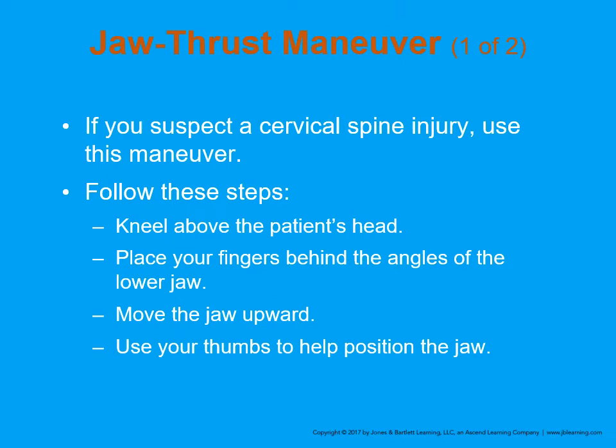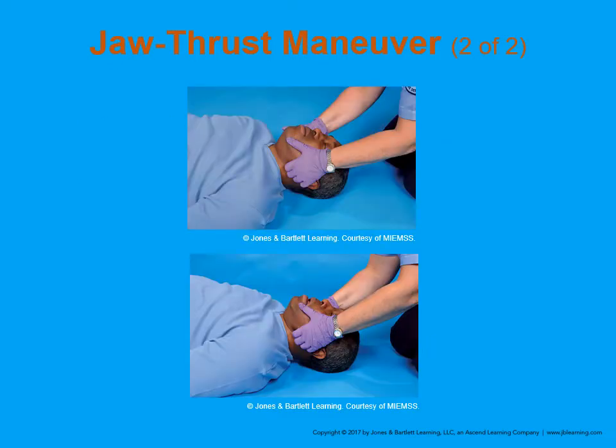Jaw thrust maneuver. If you suspect a cervical spine injury, you're going to use the jaw thrust maneuver. You're going to follow these steps. Kneel above the patient's head. Place your fingers behind the angles of the lower jaw. Move the jaw upward, and use your thumbs to help position the jaw. There's a diagram that shows you your hand placements and where you're going to grip the patient's jaw.